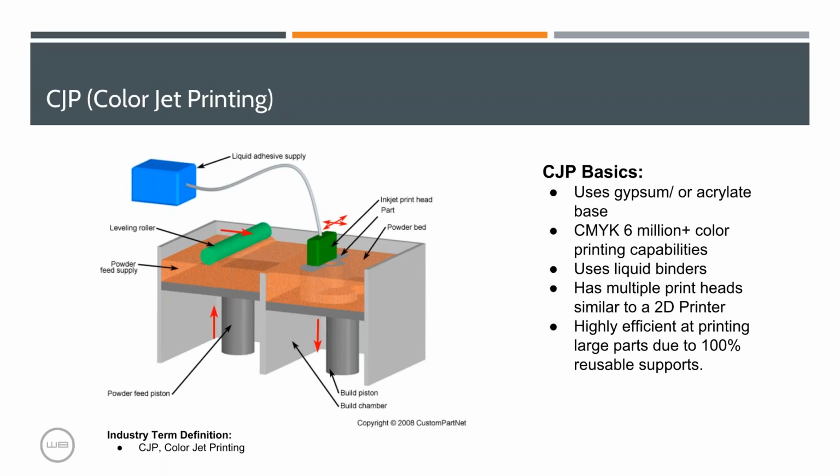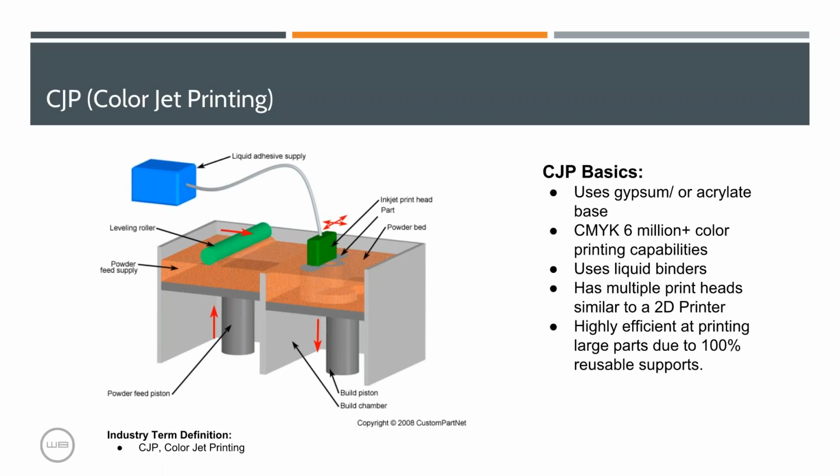With color jet printing, the basics are that you're going to get a base material, which is going to be gypsum. The good thing is that you can get CMYK coloring, so that is cyan, magenta, yellow, and black. So you can actually get 600 plus colors out of one of these printers. It uses a liquid binder to bind the material together. It has multiple print heads like a 2D printer does. Actually, our ProJet X60 line uses HP print heads inside of the printer. And then also it's very, very efficient in printing large parts.